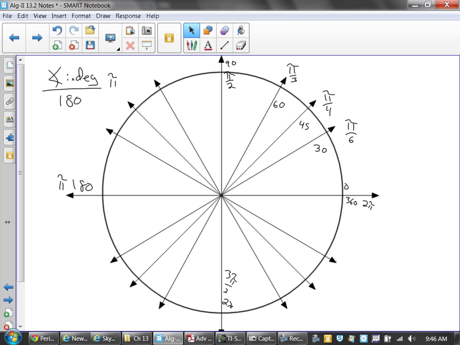You guys are doing that in your heads by working through, all right, 45 is half of 90, therefore half of pi over 2 would be pi over 4. 1/3 of 90 is 30, so 1/3 of pi over 2 would be pi over 6. You guys are doing those quick calculations in your head, but yet there's a very simple way to do it. All right, not bad?